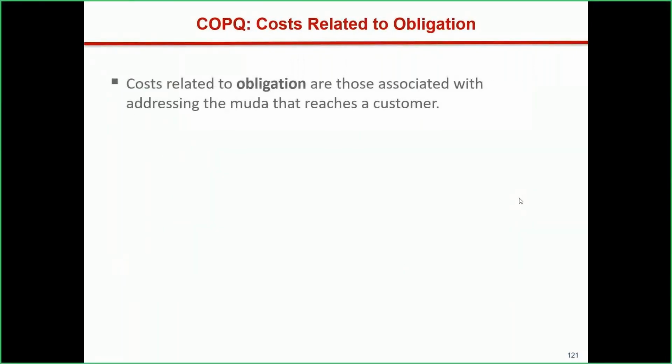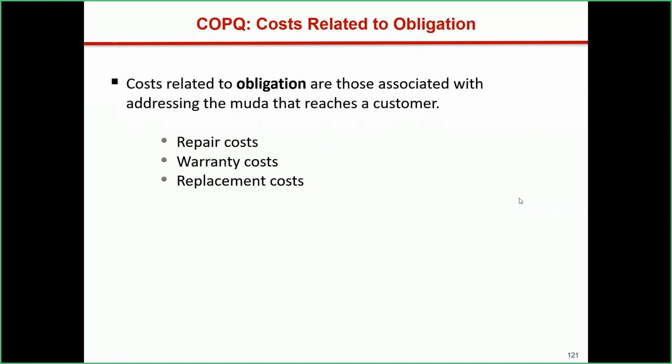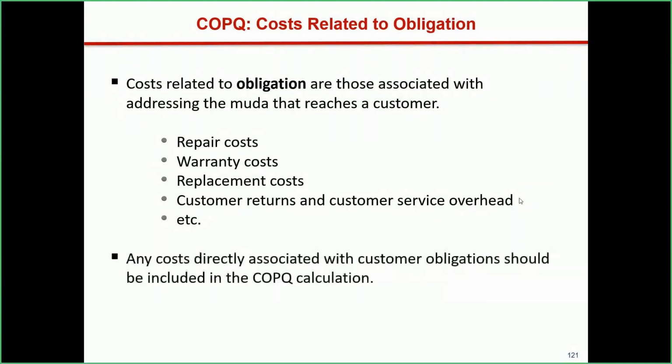Cost related to obligation. Now, this is more to do with the customer. We are obligated towards our customer, like any kind of repair cost, warranty cost, replacement cost, customer returns, and customer service overheads. So any cost directly associated with the customer obligation should be included in the cost of poor quality.